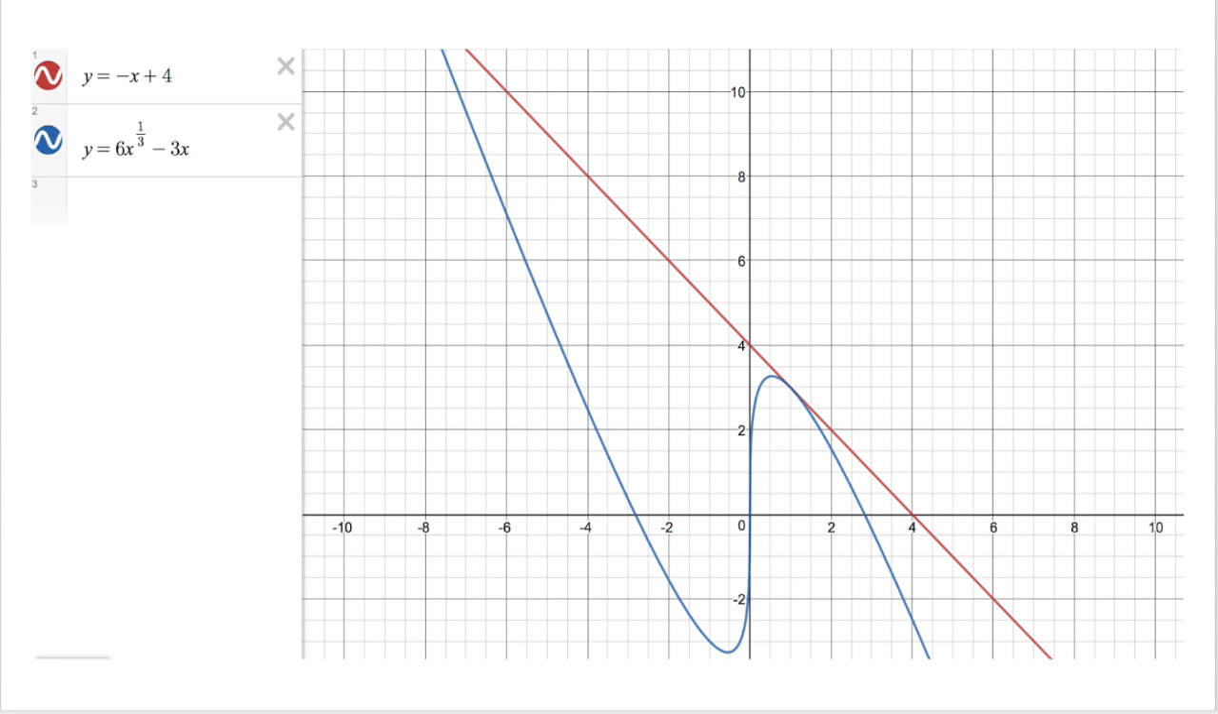So in this graph, you can find the tangent line in red, and you can clearly see that the slope is negative 1, since it goes 1 unit to the right and 1 unit down, or 1 unit up and 1 unit left.